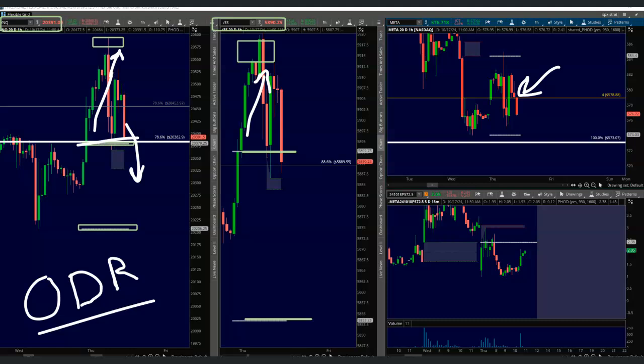It's telling you that it tried to break out today and it failed. So when you look at this, and I look at S&P and Nasdaq, they're probably going to, and they have already started, create outside day reversals that are bearish.